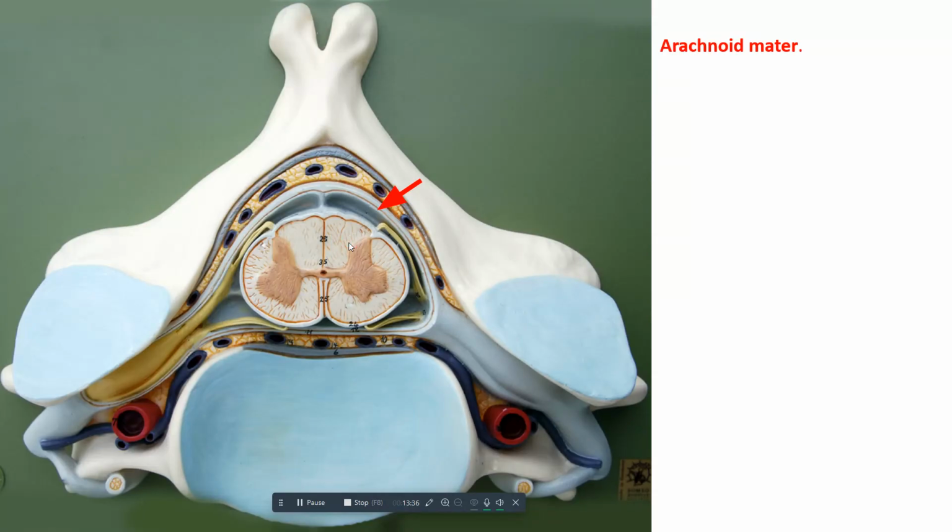If I go deep to that dura mater, the next layer here is the arachnoid mater. Now, the model doesn't show me the crisscrossing of fibers that gives my arachnoid mater its cobwebby appearance and accounts for the name arachnoid, which means spider. By the way, of course, dura means strong and tough, like as in the word durable.